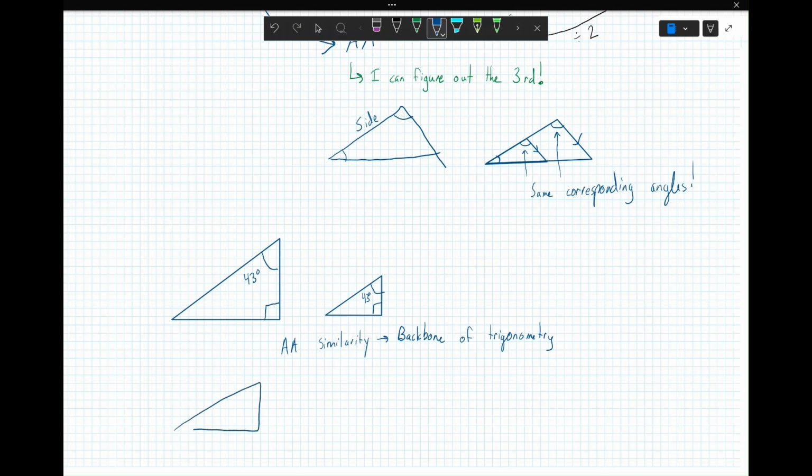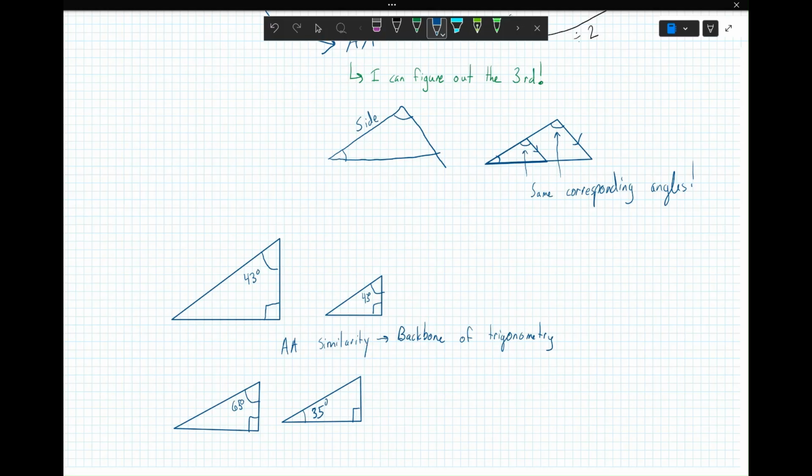This even gives us other fun things when we have two right triangles, where let's say I know this is 35 degrees, and I know that this one is 65 degrees. Are these two triangles similar? You may say, I don't know, I don't have enough information. Actually, you do.